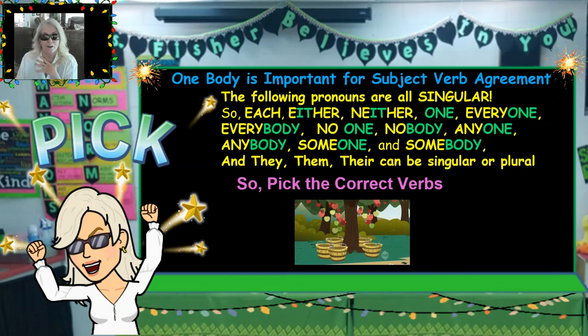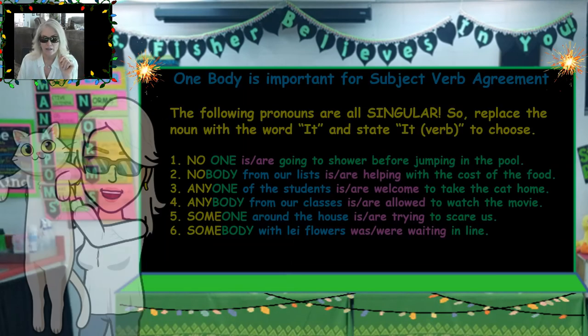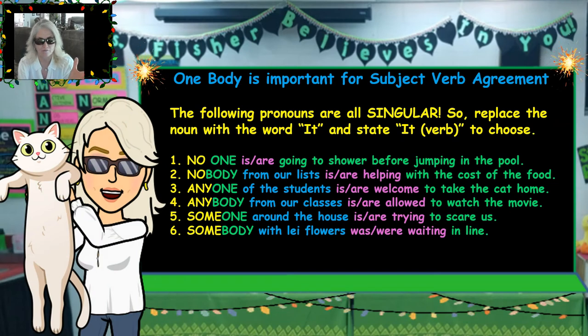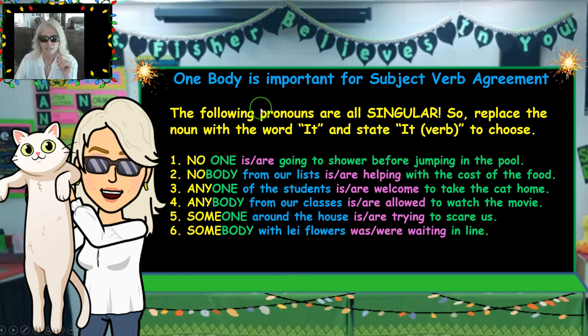So why do we care? Well, we're going to have to remember each, one, body, either, neither, for us to pick the correct verb to use. Why? Because when you have that object of the preposition following it, then it can become confusing. So for example, this first one's not too confusing. No one is or are going to shower before jumping in the pool. Well, you know that one is singular, so you say no one is. Change this to it, and you say it is.